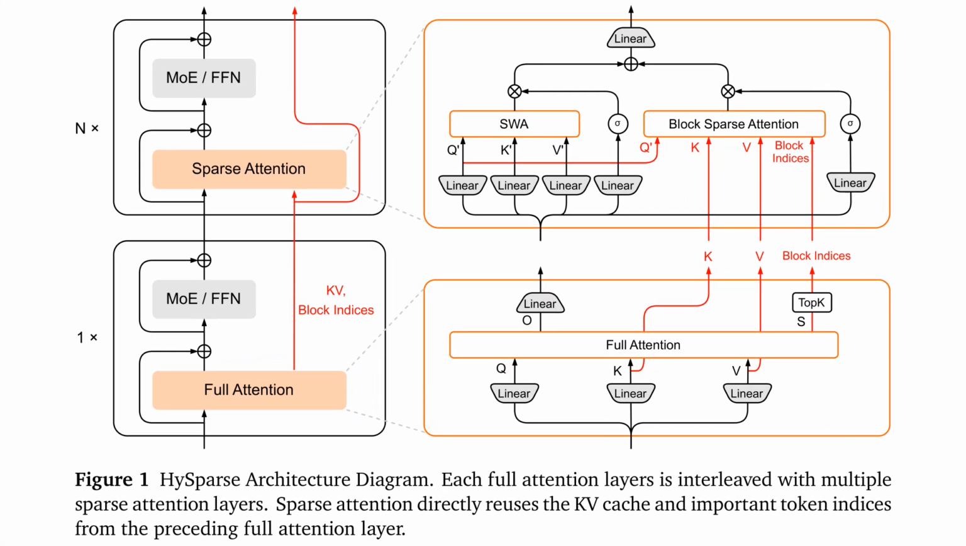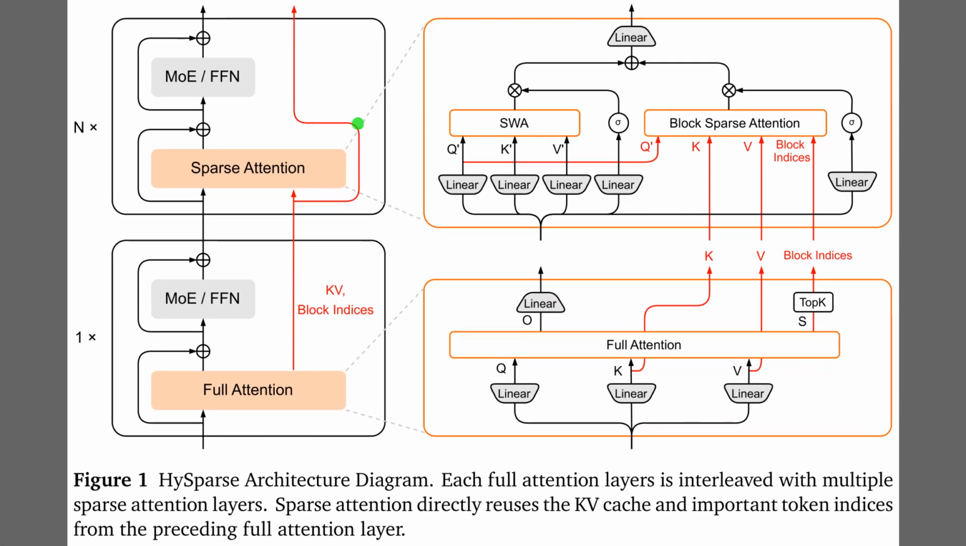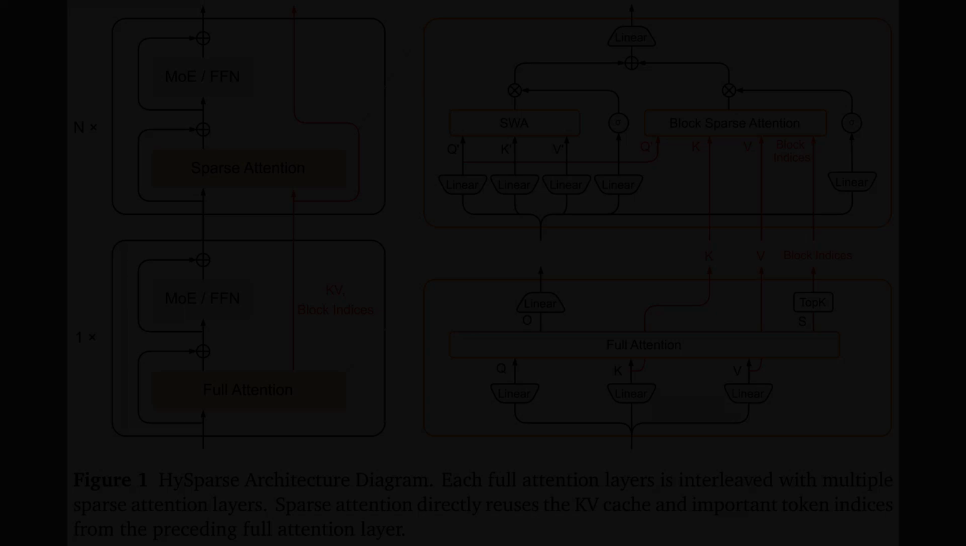Figure 1 illustrates the architecture. On the left, a stack shows one full attention layer feeding multiple sparse layers above it. The red arrows indicate the full attention layer acts as an oracle, passing its key-value cache and token indices upward. As shown in the bottom right, the full attention block generates these indices. Then, the top right panel reveals how the sparse layer combines a sliding window attention for local context with a block sparse branch that reuses the shared global data.